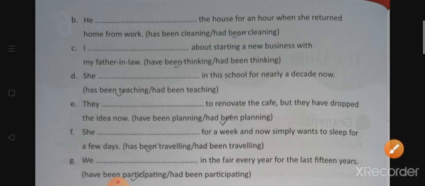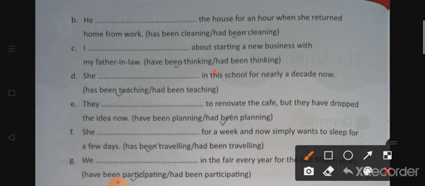Now let's see the third one. I dash about starting a new business with my father-in-law. So this is something which is an ongoing action, thinking, right? I am still thinking. So this is a present perfect continuous tense. I have been thinking about starting a new business with my father-in-law.